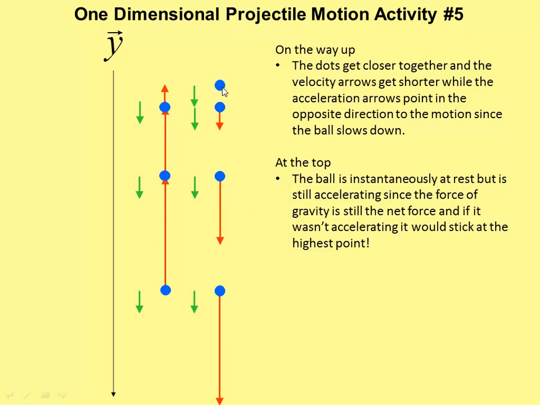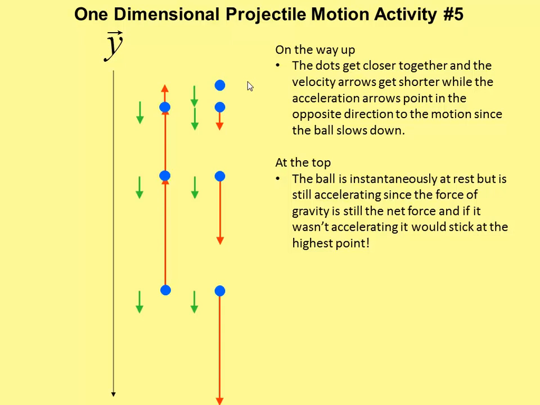Secondly, if it wasn't accelerating, if you thought, oh, 0 velocity means 0 acceleration, what would that mean? Well, that would mean that the ball would go up, get to its highest point, and stick there. Because something that isn't moving and isn't accelerating doesn't move at all. And the ball actually comes back down.